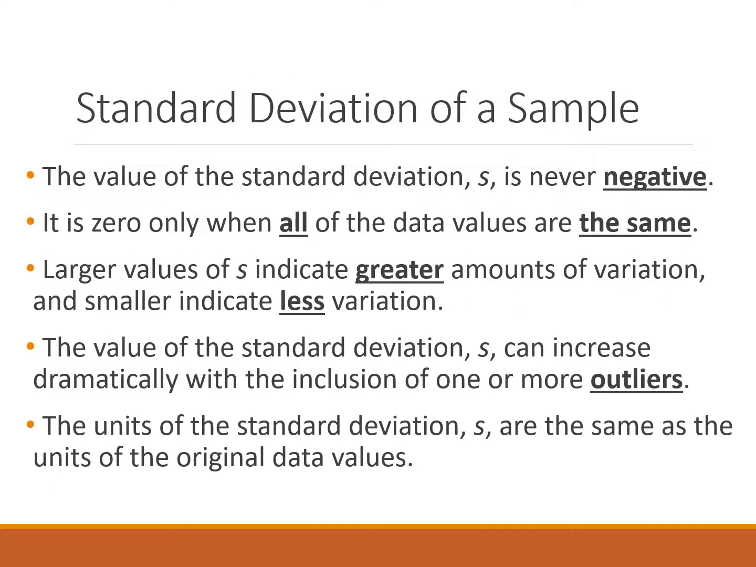The value of the standard deviation, which is denoted by the variable s, is never negative. The smallest it can be is 0, and it's only 0 when all the data values are the same. In every other situation, we're going to have a positive standard deviation telling us how spread out the data is. The larger the value of s is, that's telling us that there's greater amounts of variation. If it's smaller, there's less variation, meaning that all our data is more clustered around the mean. Standard deviation can increase dramatically once we have outliers present, and the units of the standard deviation are the same as the units of our original data values.